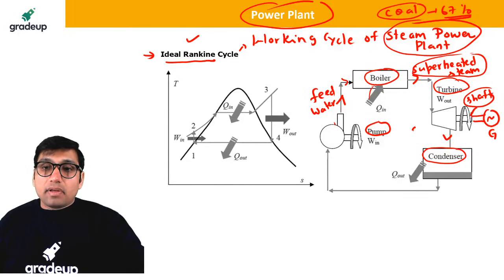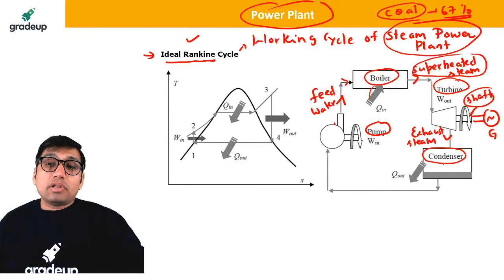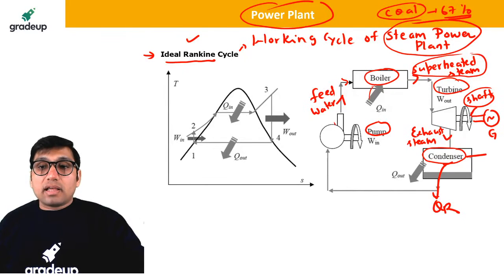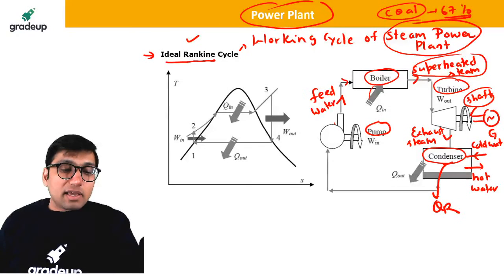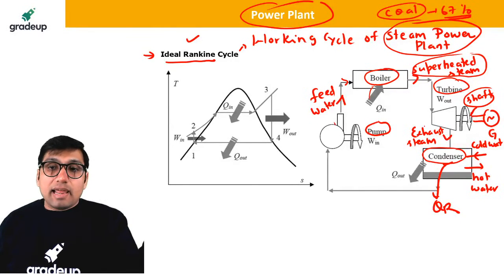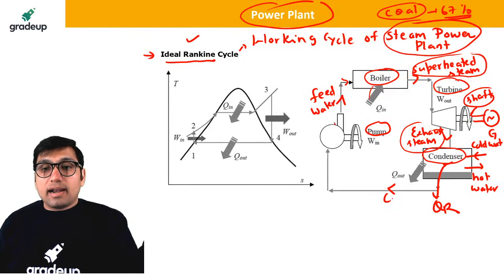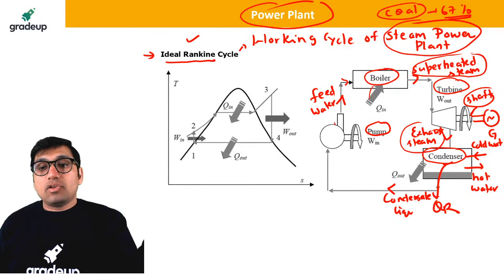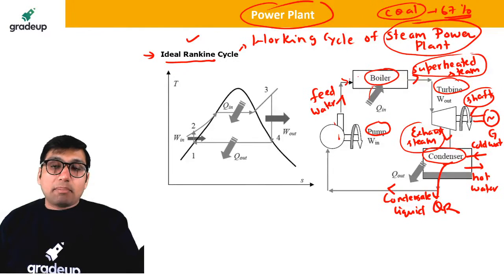Now the exhaust steam from the turbine will be sent to the condenser. In the condenser, heat rejection will take place by the cooling water. The cooling water will be supplied from a cooling tower. So cold water will be supplied and the hot water will go again to the cooling tower. The condenser is a kind of heat exchanger in which the heat rejection takes place and the steam will again change back into the condensate liquid. The condensate liquid, which is actually the water coming out from the condenser, will be pumped back with the help of a pump into the boiler.